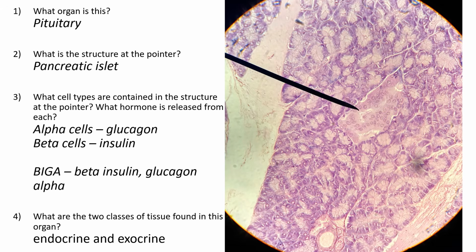At the pointer is a pancreatic islet. Remember beta insulin, glucagon alpha. And remember it's a heterocrine gland because it has endocrine tissue and exocrine tissue.